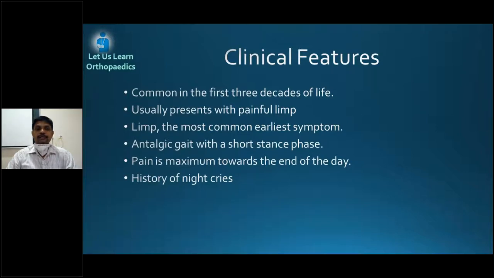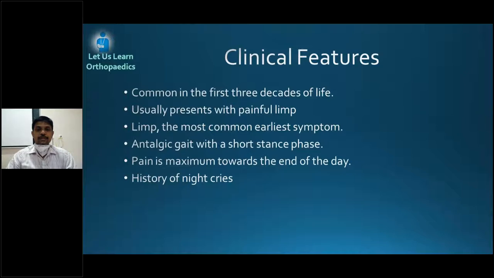And there will be an antalgic gait. Antalgic gait in the sense that the stance phase will be very short. That means the patient will be unable to weight bear for a long time on the affected hip. So there will be a short stance phase, and it will result in antalgic gait. The patient will try to avoid a long time in the stance phase and push off quickly. He will try to avoid long periods of weight bearing, which results in antalgic gait.